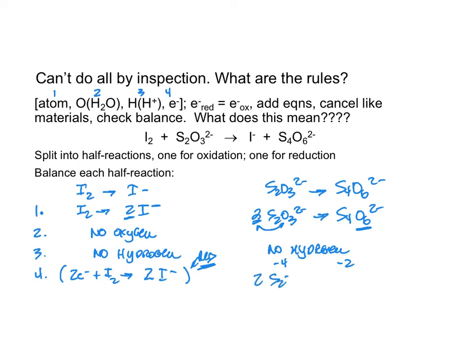So my balanced half reaction will be 2 S2O3 2 minuses goes to form S4O6 2 minus plus 2 electrons. What I have now is a -4 and a 2 and a -2 and a -4. So this is my oxidation process. What I want to do now is double check. My number of electrons reduction equals my number of electrons oxidation. There's 2 on each side. The next thing I want to do is add the equations together.